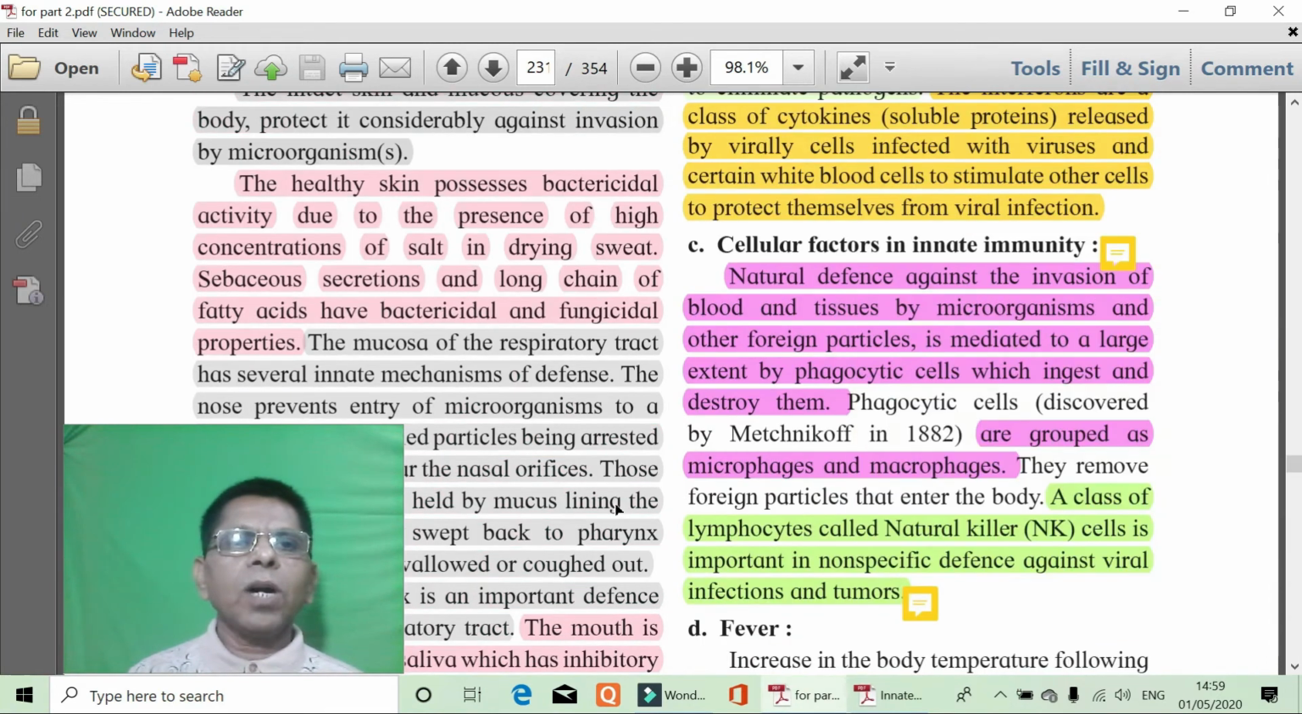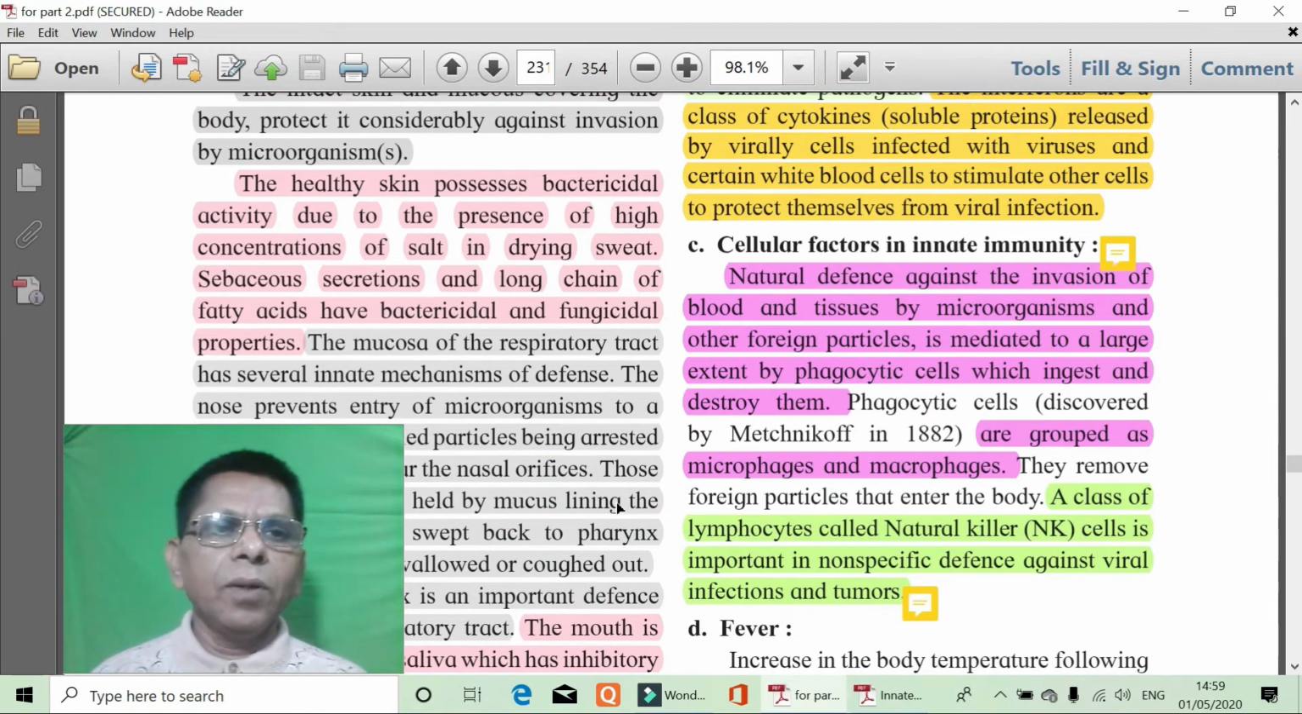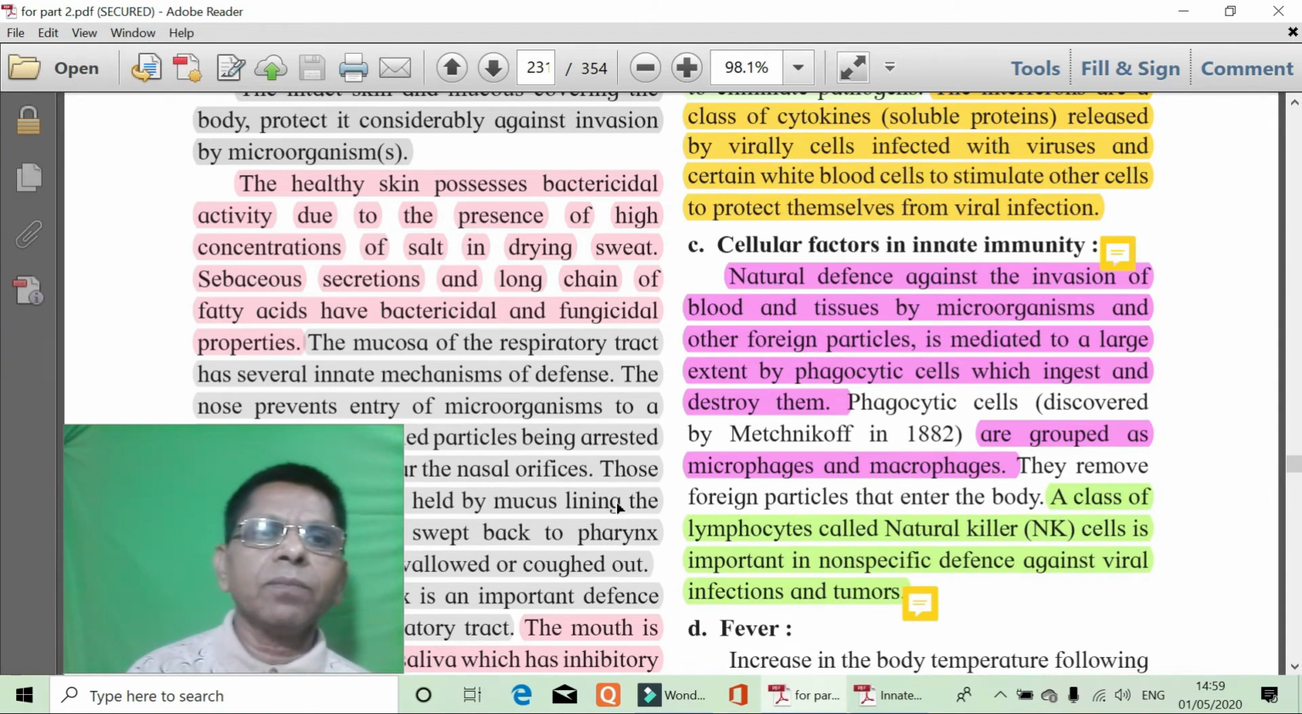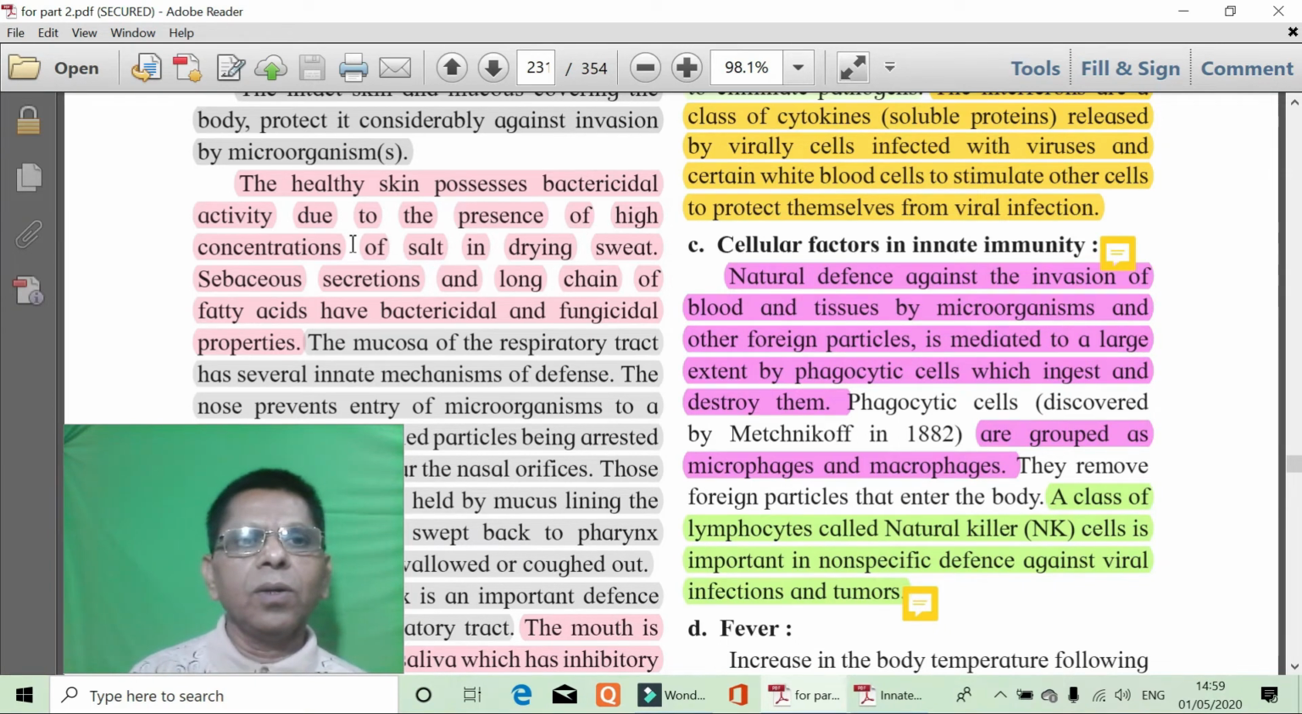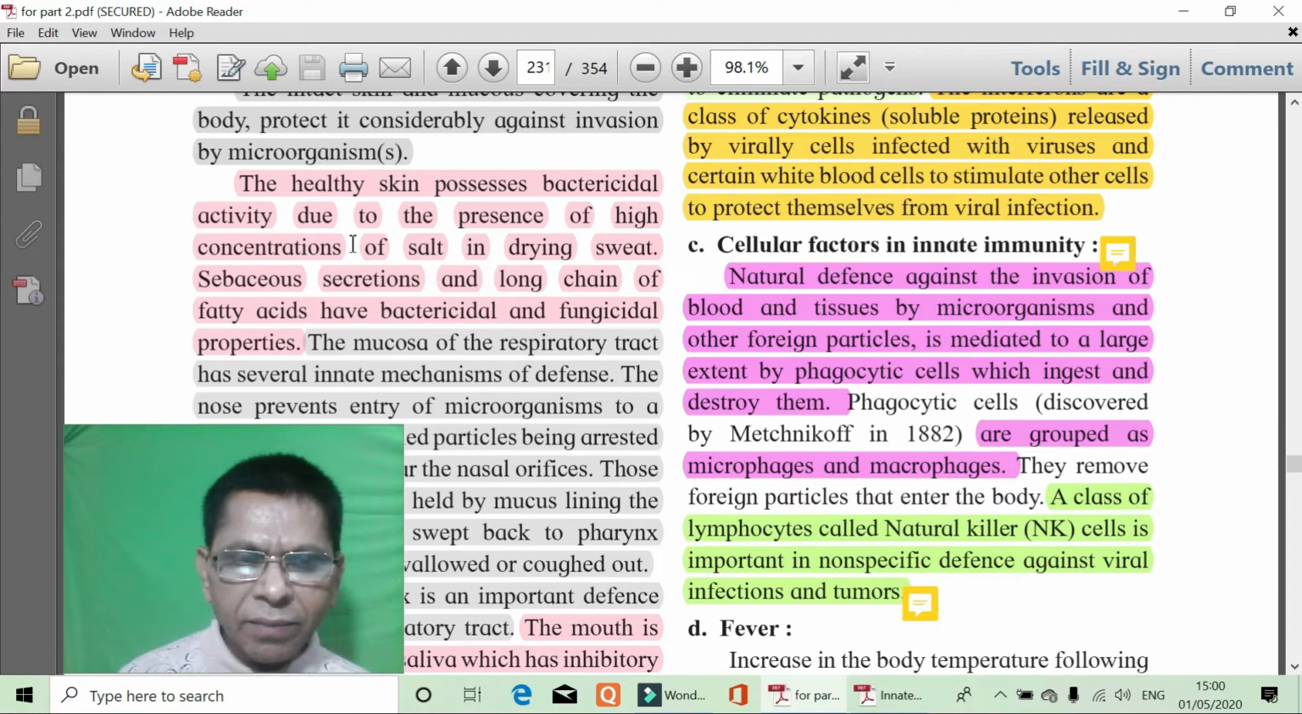Now comes the physiological barriers of the innate immunity system. The contents highlighted over here with light pink color show the physiological barriers. Now the examples we are going to study under the physiological barriers are as follows.